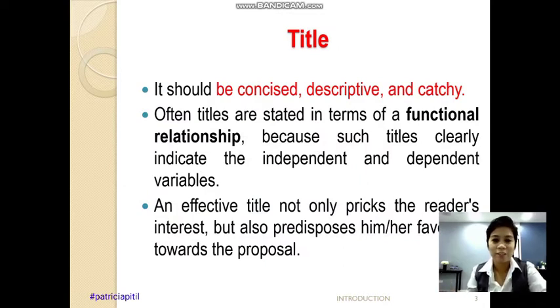Have you drafted your first, I think the title of your research project? It should be concise, descriptive and catchy. What do you mean by that? You need to really address, from reading the title of your research proposal, people have the idea or clue what your research will be all about. Some of them are using functional relationship in the title. Later we go more detail.